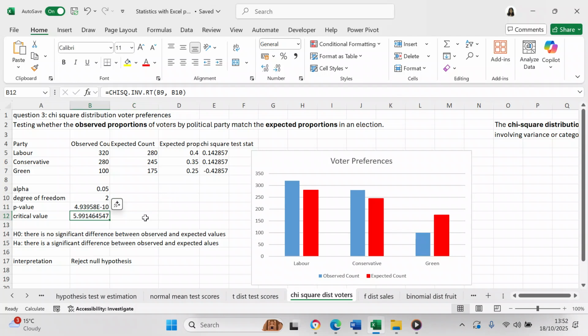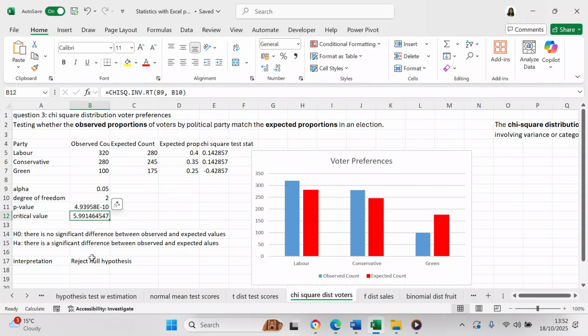So the null hypothesis is there's no significant difference between the observed and expected values, and the alternate hypothesis, which can be illustrated by H1 or HA, is there is a significant difference between observed and expected values.